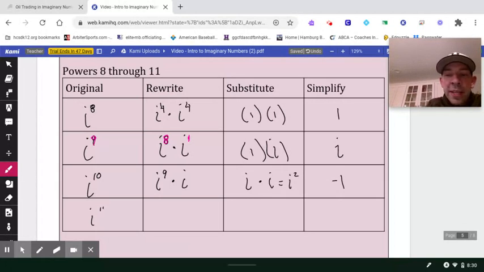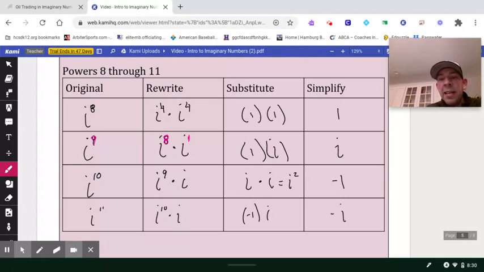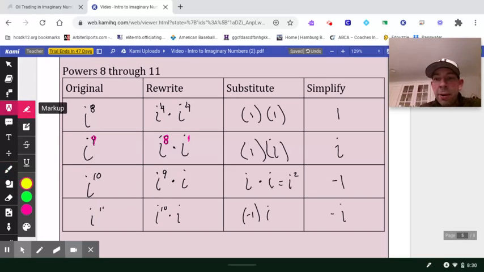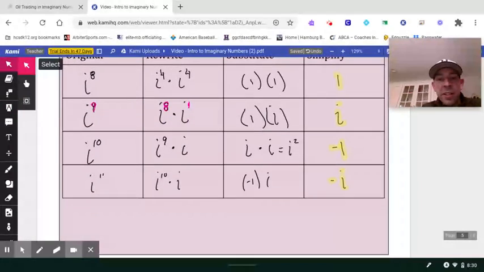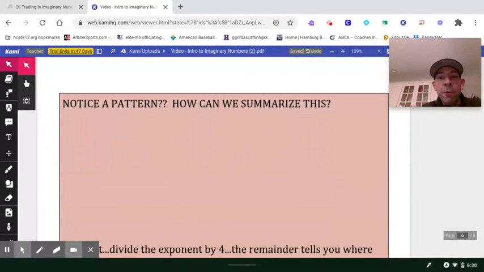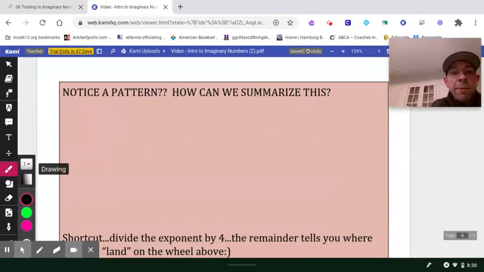All right, last but not least, I to the 11th could just be decomposed into I to the 10th times I. I to the 10th is -1, and the product makes -I. And again, we're seeing the exact same pattern. We're going from a 1 to an I to a -1 to a -I. So let's see if we could summarize this with the idea that it's just going to continue to perpetuate itself over and over again. For me, this is how I like to summarize it.